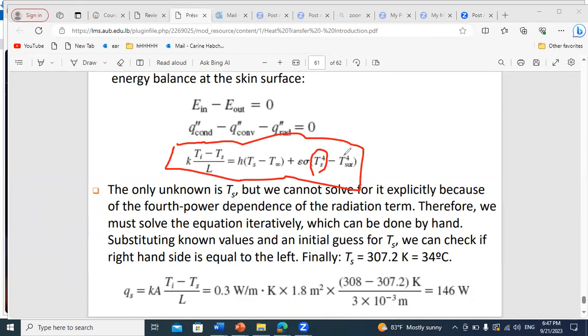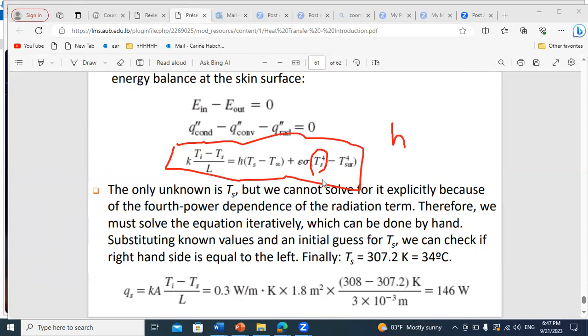As I told you before, if you remember, sometimes we can linearize the radiation by including a coefficient hR in order to simplify the expression of the radiation term. And in this way, we can transform the equation to linear, and this will help in the solution, especially if you are using programming to solve for Ts.